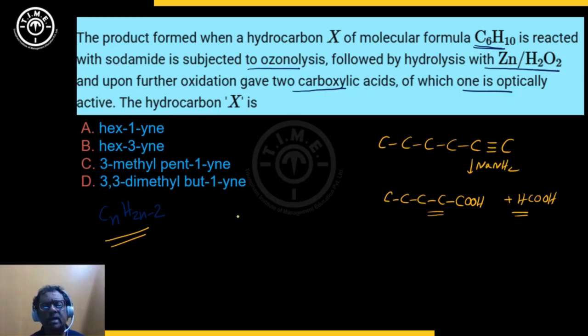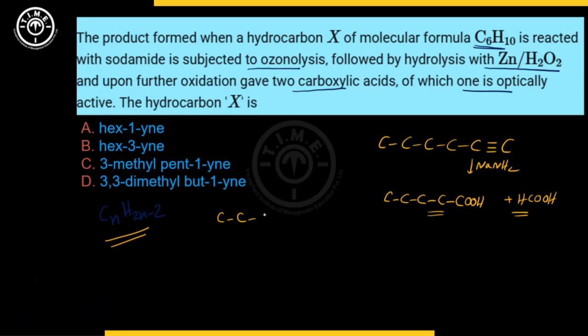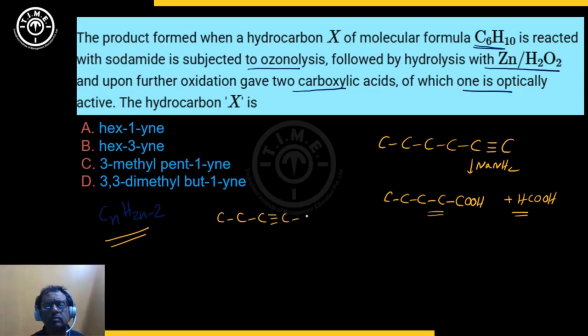Hex-3-yne, let us start here with 1, 2, 3. Now this will not react with sodamide. Out. 3-methylpent-1-yne. 3-methyl. There is a hydrogen here.